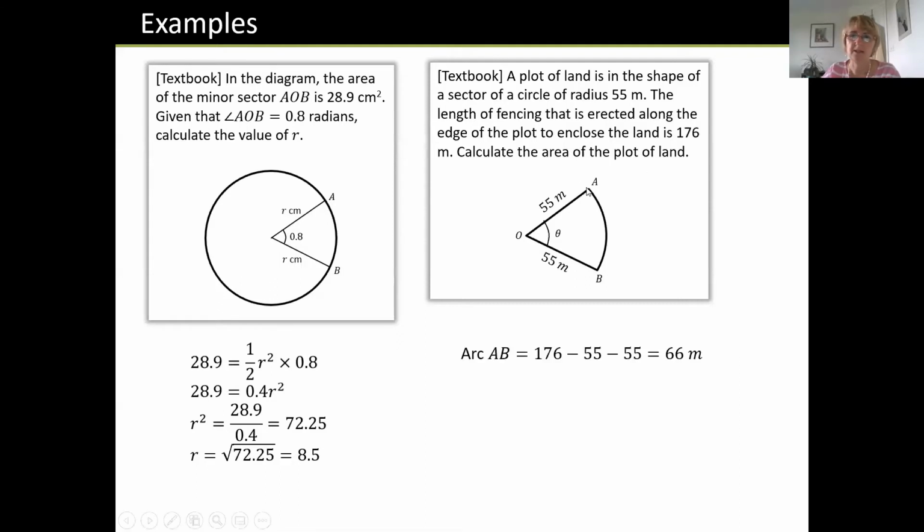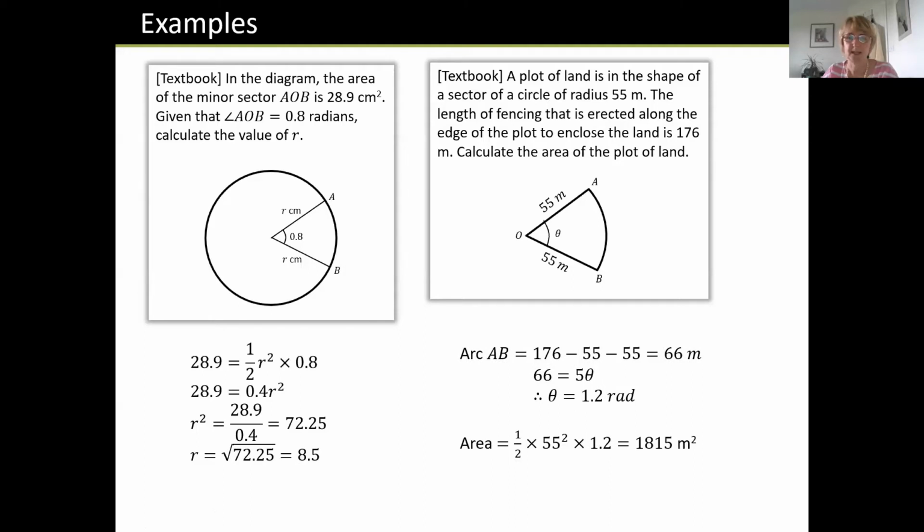Well, the arc, we need to find this arc length first of all. It's going to have to be this value here, 176, minus these two values. So that's 176 minus 2 lots of 55. That gives you 66 metres. Now we know the arc. We can then use that to work out the angle, theta, and then from that we can calculate the area. So if 66 is the length of the arc, that is L equals r theta, and we know r should be 55 there, shouldn't it? Okay, that gives 1.2 radians for the value of theta.